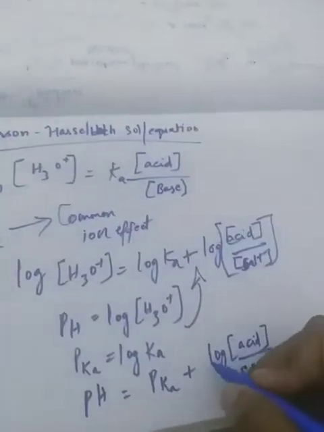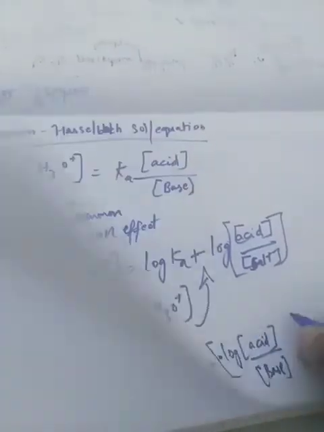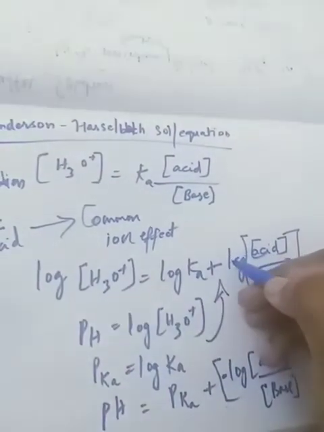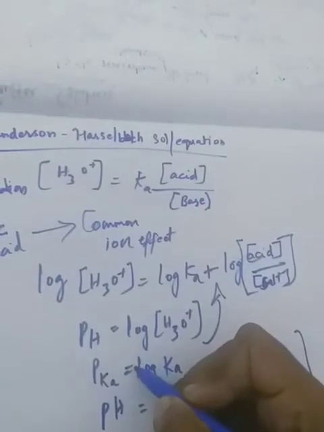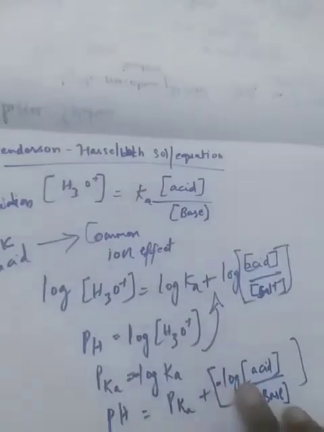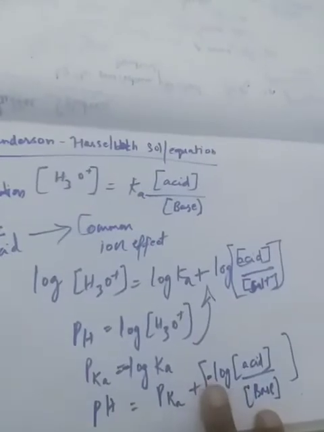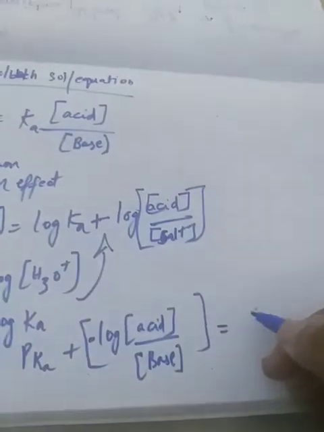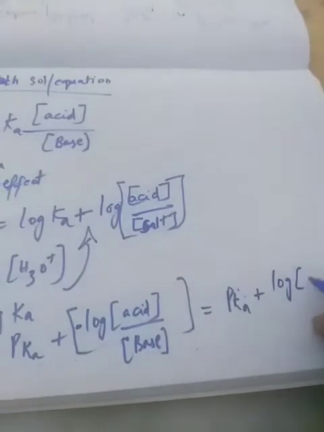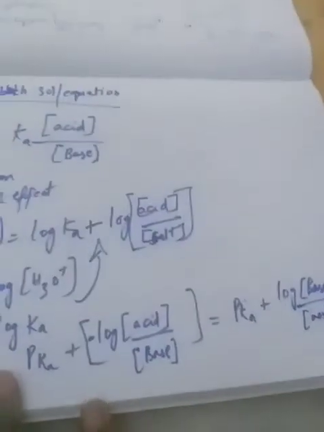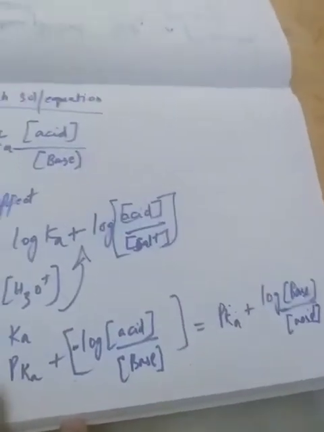But there is a minus sign here, because pKa equals minus log Ka, so there will be a minus. In order to make this a plus, we have to reciprocate the denominator and numerator. So further it will become pKa plus log of base by acid. So it will turn out like this. This is the pH equation.